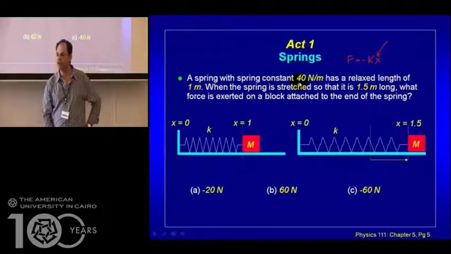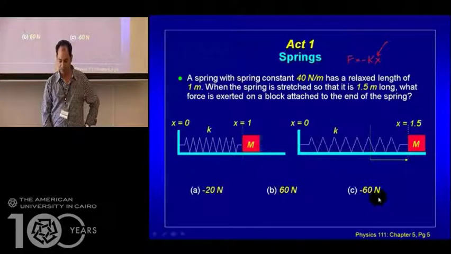So you need 40 Newton to pull it 1 meter. This is the meaning of the force constant. You need 40 Newton to pull it or push it for 1 meter. Now you pulled it for 1.5 meters. How much force should you apply? 60. So the answer is going to be 60.